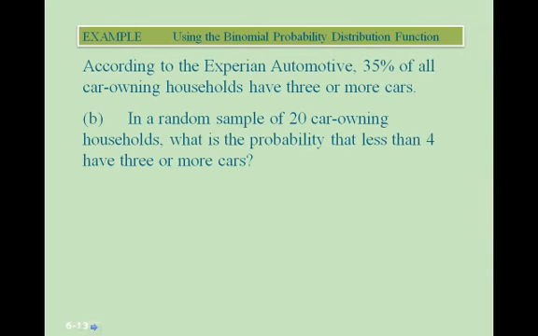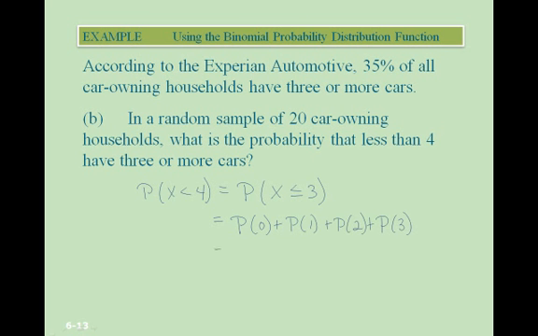For part B, in a random sample of our 20 car-owning households, what's the probability that less than 4 have 3 or more cars? So the probability that our value is less than 4, that's saying the same thing as the probability that x is less than or equal to 3. So it's every value from 3 down, which includes 0. So we want to take the probability of it being 0, plus the probability of it being 1, plus the probability of it being 2, plus the probability of it being 3.